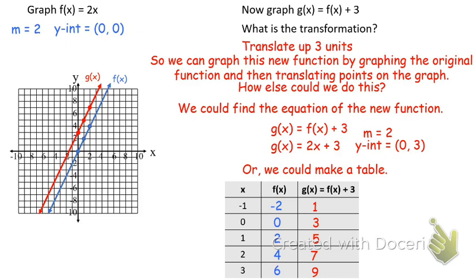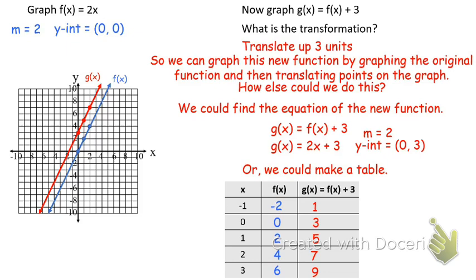2 times negative 1 is negative 2. Negative 2 plus 3 is in fact 1, which is the first output value in our table. So we could also use the equation to fill in the table to fill in the line. So there's several different ways to do it. The easiest is just plot the original function and just translate it up and down or left and right depending on what the equation is.